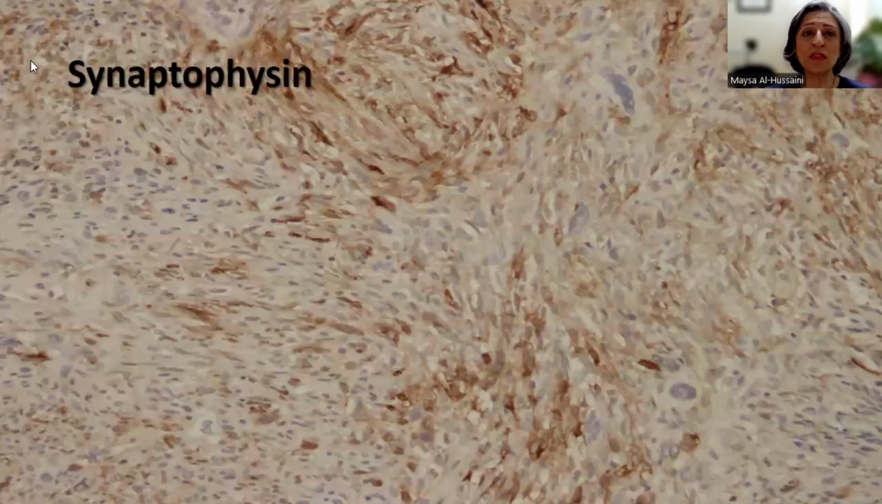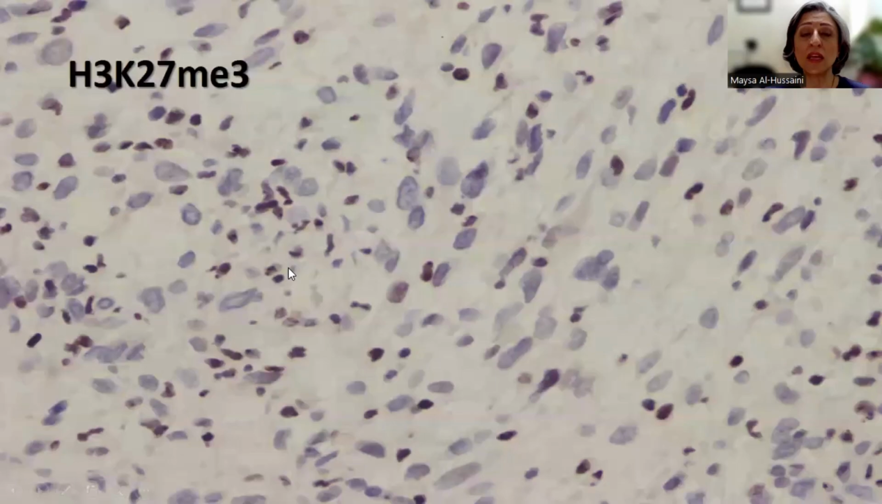Now, synaptophysin can sometimes be positive, as in this case, but most often it is not. And again, it highlights the pleomorphism. Now, what was really useful in this context is the trimethylation histone, in which we see negative staining of the tumor cells in the presence of internal positive control.